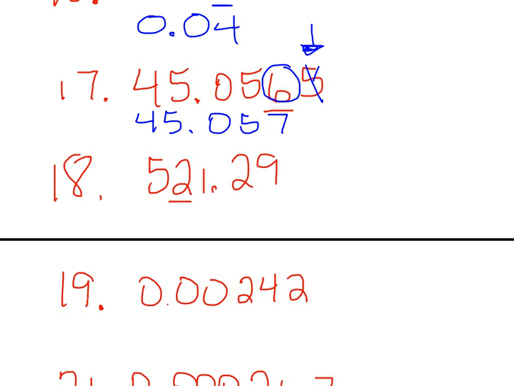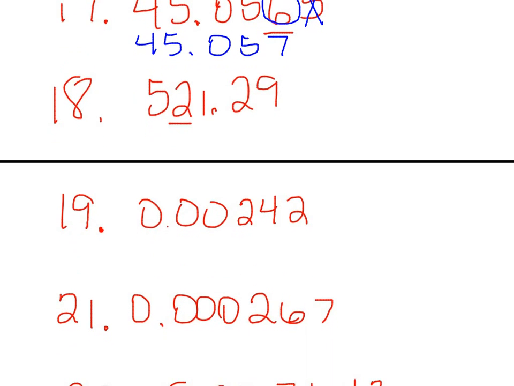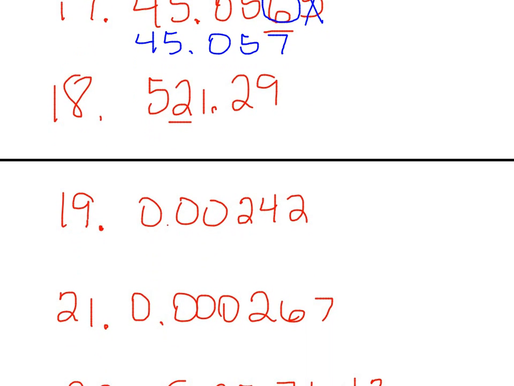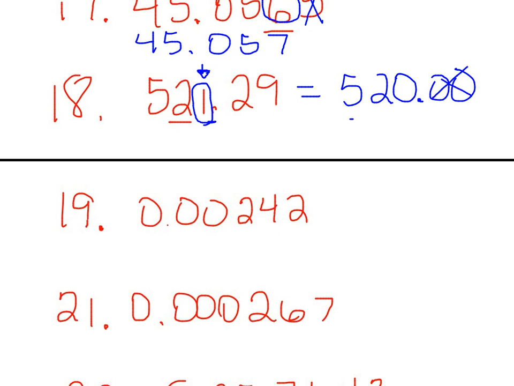On number 18, rounding to this place with the 2, we look at the 1. A 1 would make a 2 stay the same. Okay, so we have 5, 2. Anything before a decimal like this 1 would change to a 0. After a decimal, you can write that they changed to zeros, or you can just drop them off. So really, the proper answer would be 520.